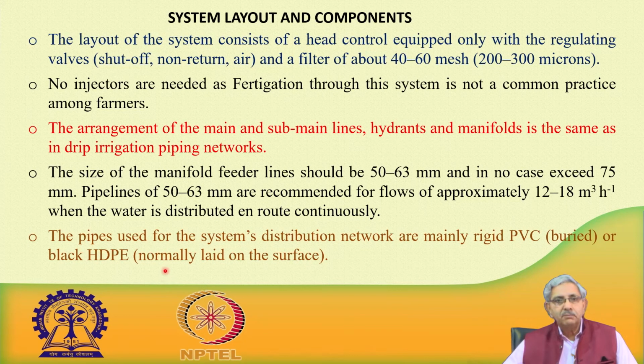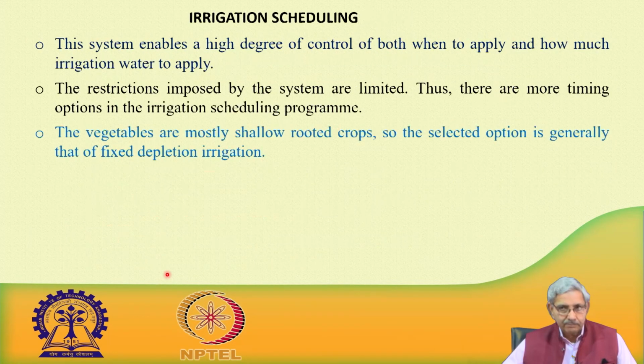The pipes used for the system's distribution network are mainly rigid PVC pipeline. It could be PVC or HDPE, and these can be laid above the ground or below the ground surface, depending on the conditions available there.